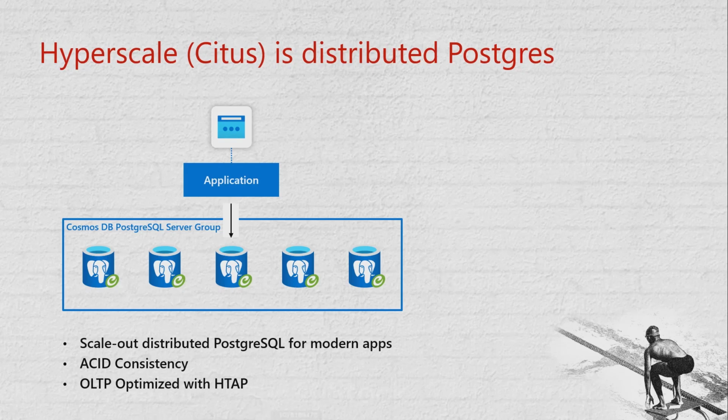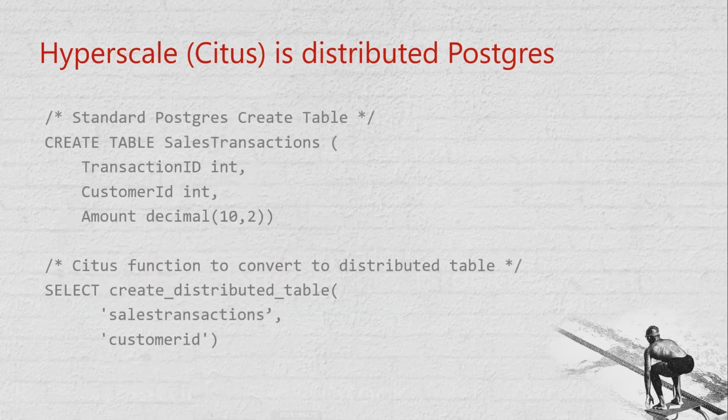It provides the ACID transactional consistency that you would want from a database like that. But we do supplement with some columnar capabilities so that you can run some operational analytics directly within the system as well. So how do you go and do this in SQL?